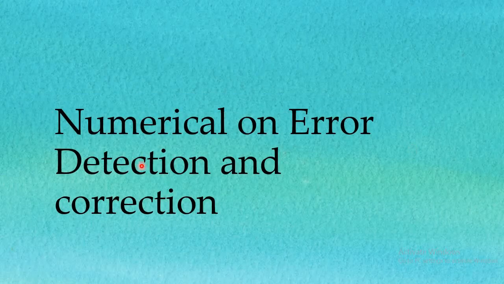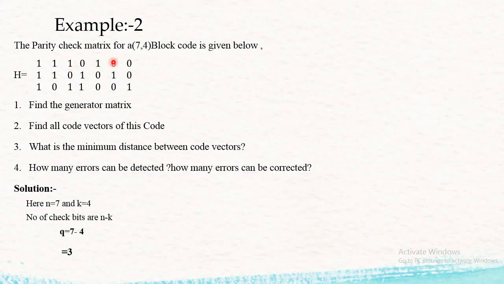Next, a numerical on error detection and error correction. The example: the parity check matrix for a (7,4) block code is given below, that is H is equal to the given parity check matrix. Find the generator matrix, find all code vectors for this code, what is the minimum distance between the code vectors, and how many errors can be detected and how many errors can be corrected. Here, instead of giving us a generator matrix, they have given a parity check matrix. So what is the first step? The first step is to find the generator matrix. What have they given? Here they have given it as 7,4.